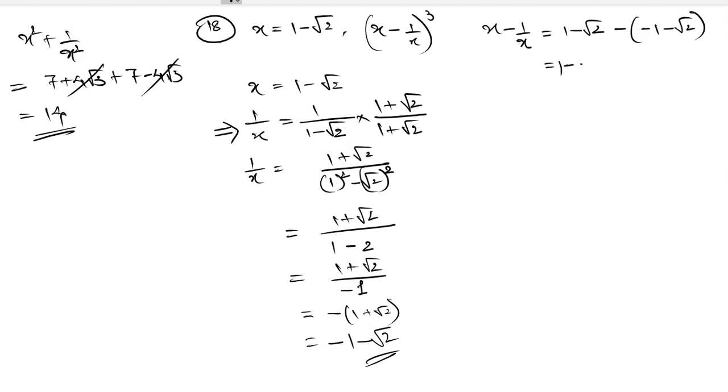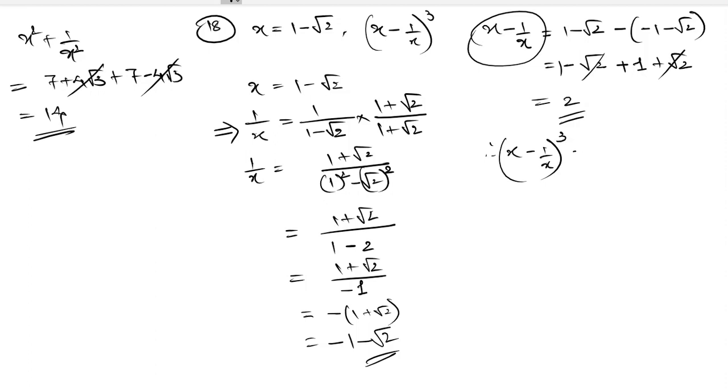1 minus root 2 plus 1, minus minus plus, plus root 2. So root 2 and minus root 2 will get cut and 1 plus 1 will give you 2. So this is the simplest value of x minus 1 by x. And therefore x minus 1 by x the whole cube will be equal to 2 cube, which is 8. Right? So that is how you solve question number 18.